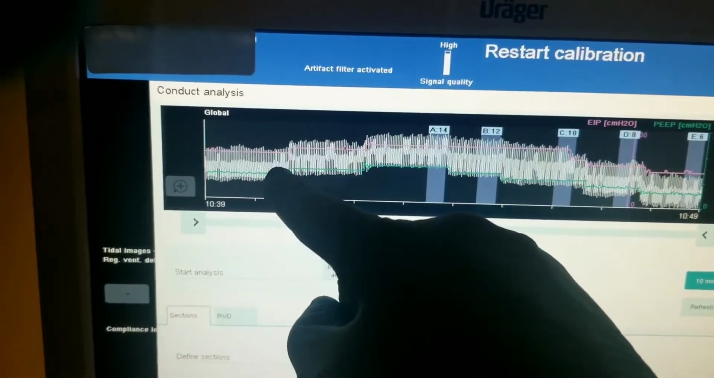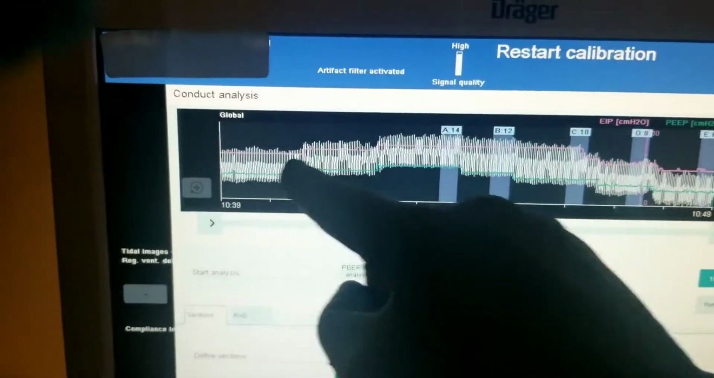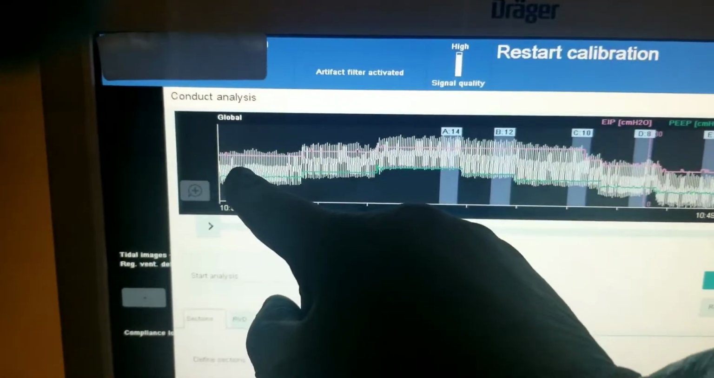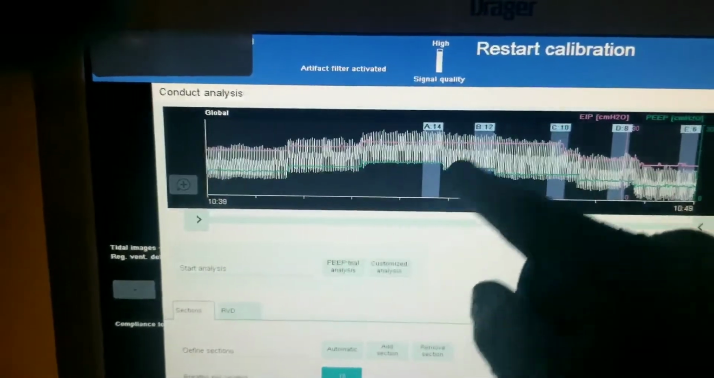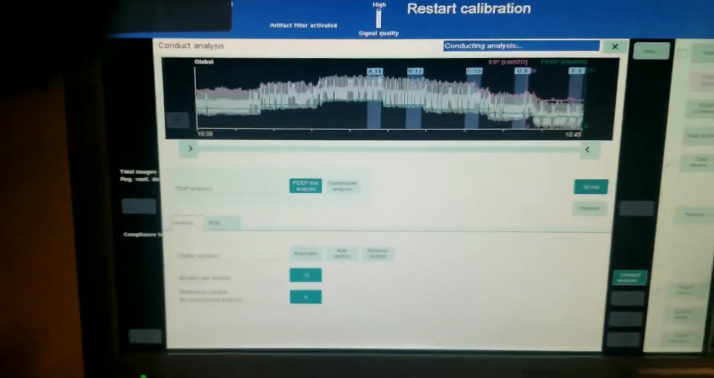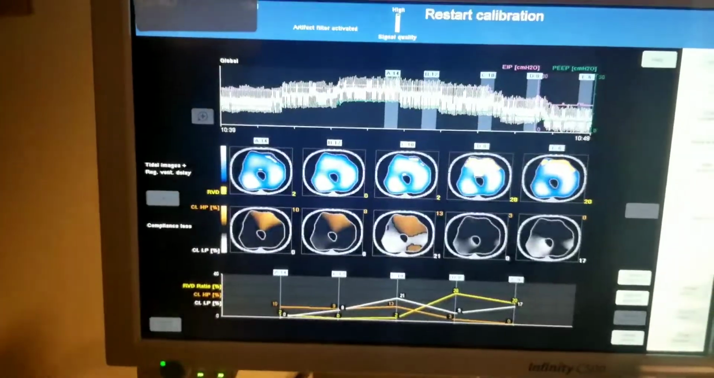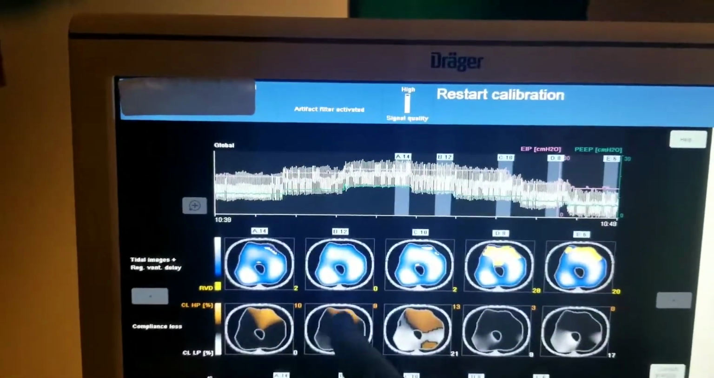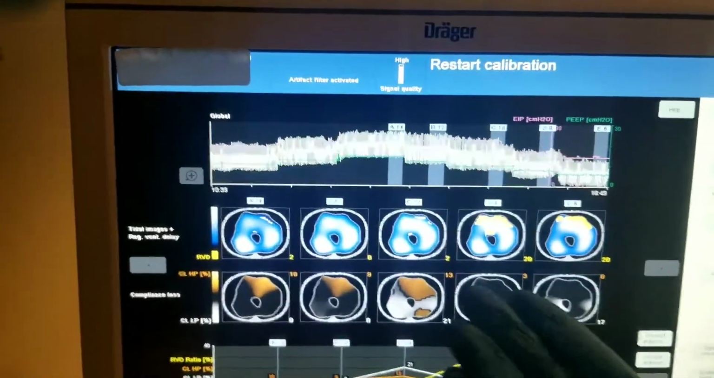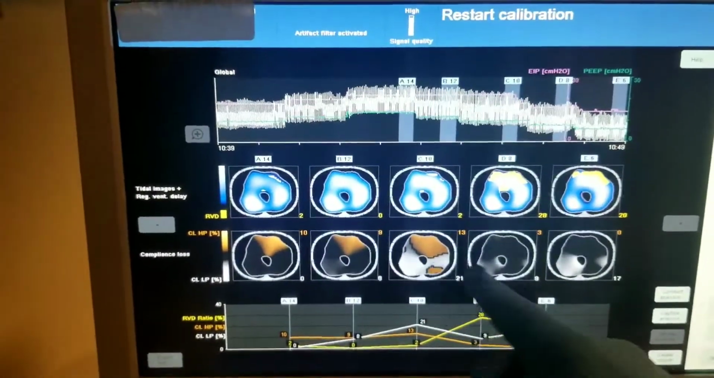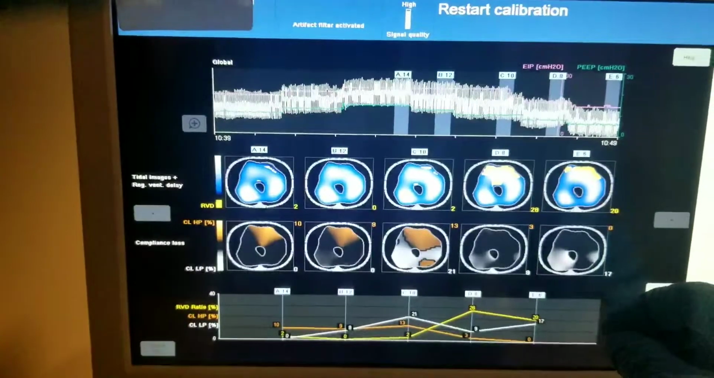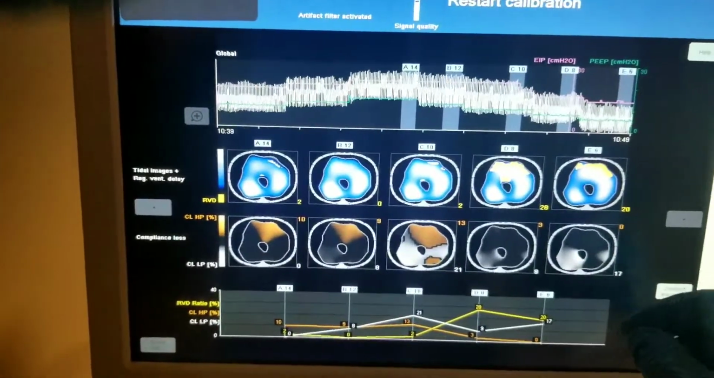So you see the green line is PEEP. It's staircased up: 10, 12, 14, 12, 10, 8, and 6. Then you press the PEEP trial. Orange means over distension or loss of compliance in that area. That can often show up in the ventral regions, indicating over distension. The white areas indicate a loss of compliance to those areas with the lower PEEP titrations.